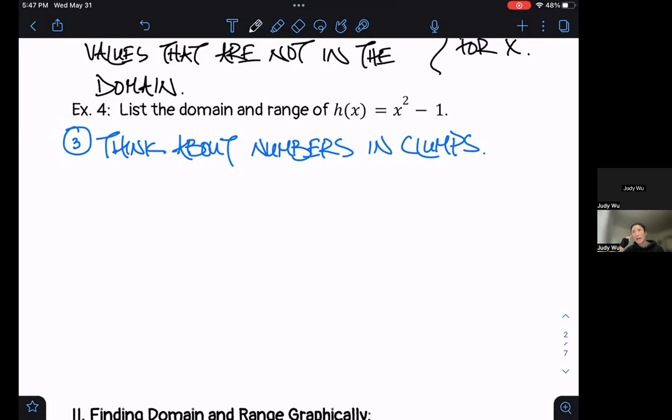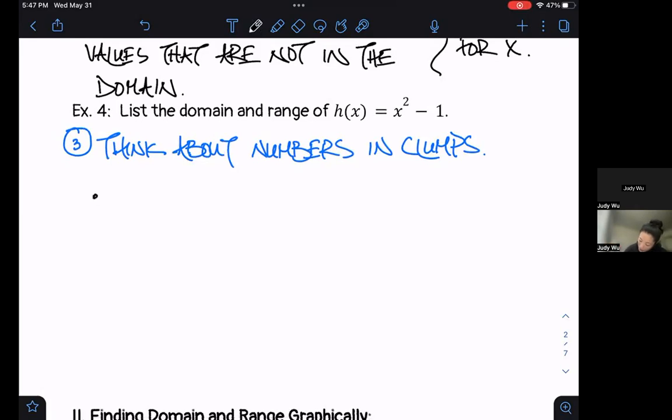But if we think about numbers as, let's think about all the positive numbers. Let's think about all the negative numbers. And then let's think about 0. Can we plug that in? That can usually tell us whether we have any exceptions or not, okay? So the first thing we're going to do is think about if we can plug in a positive number, any positive number in for x, and it works every time, we're good to go, right?